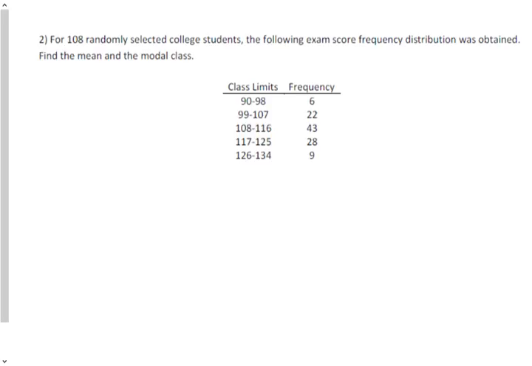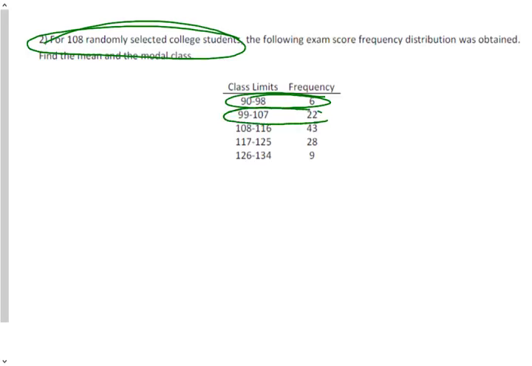Now, you're going to have to do this several different ways. Obviously, you're not just going to use a calculator for everything. So in this one, we've got what's called a frequency distribution. And what it says is that they did a survey, like so, and this is, again, a class average, so we're talking test scores. And what they found was that 6 people scored between a 90 and 98, 22 people scored between 99 and 107, 43 scored here, 28 scored here, and 9 scored here.